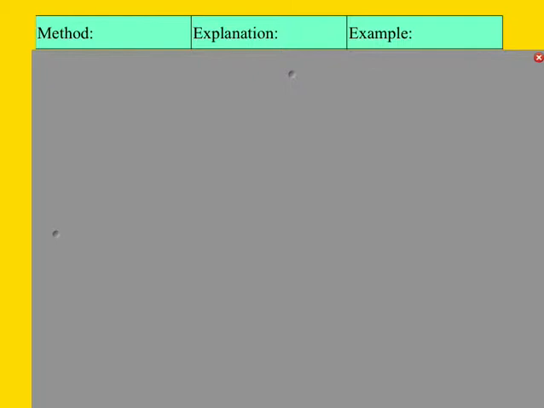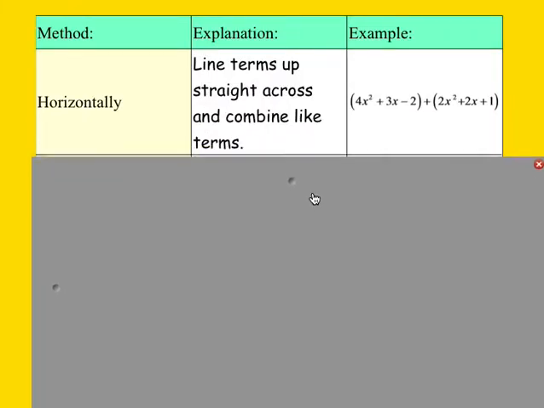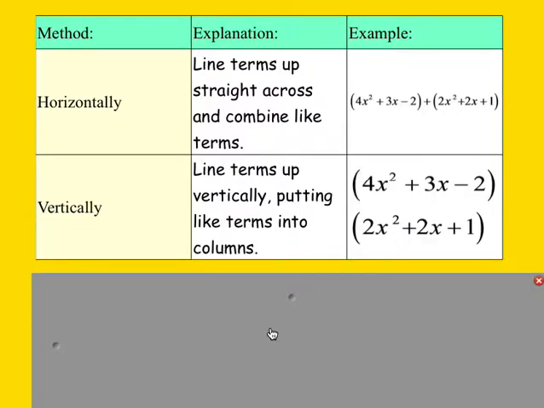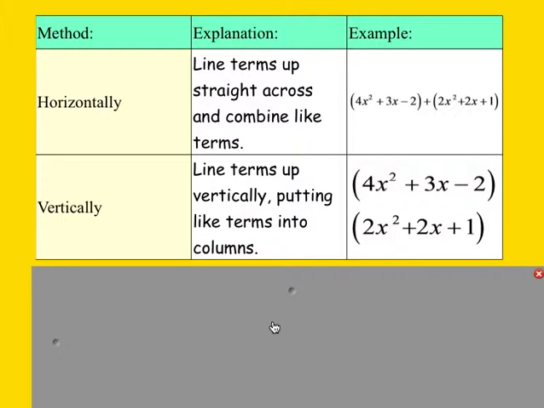Now let's take a look at methods of adding and subtracting polynomials. The first method is horizontally. That's where you just line up your terms straight across and you combine like terms. That's very similar to what we did on 1 through 4. Next would be the vertical method, which is to line terms up vertically, putting them in columns by like terms. You notice we have an x squared column, an x column, and a constant column. That way you can just add down the columns and make sure you're adding like terms in that method.